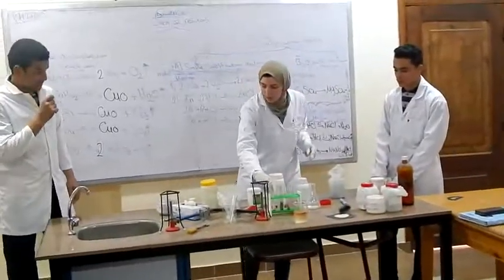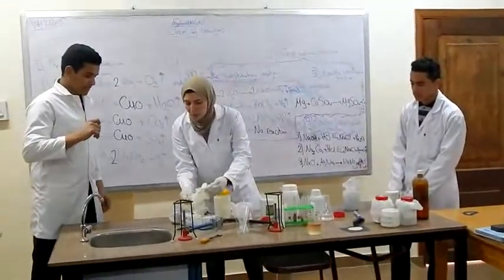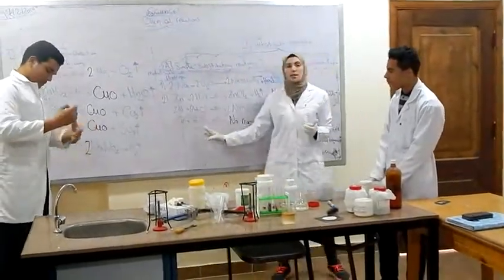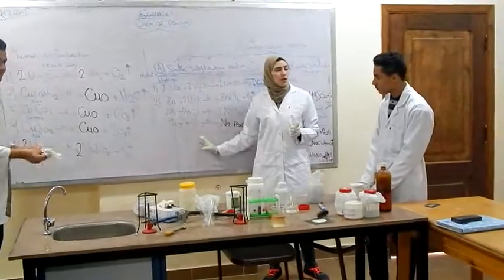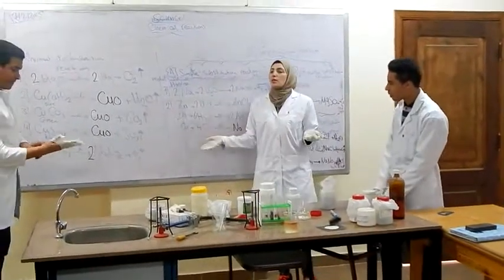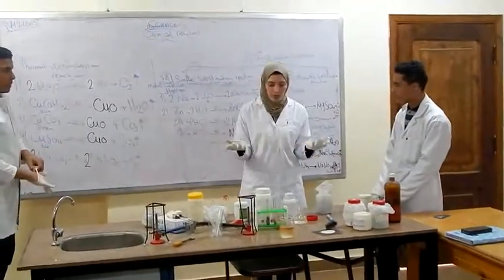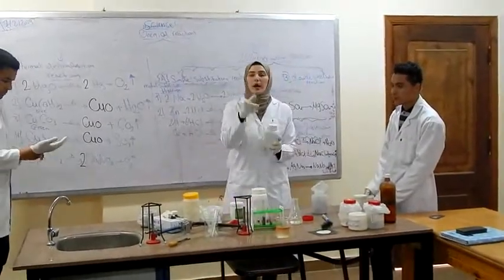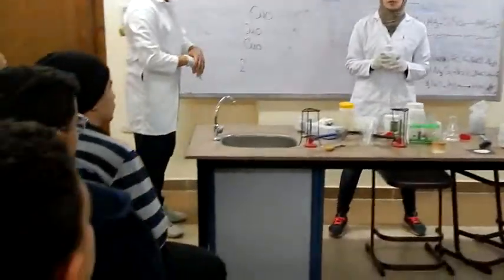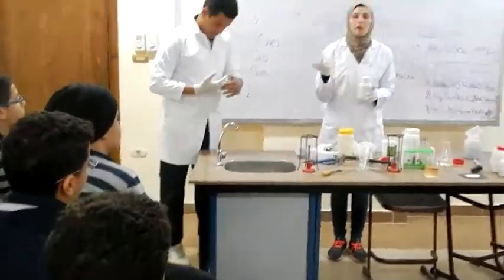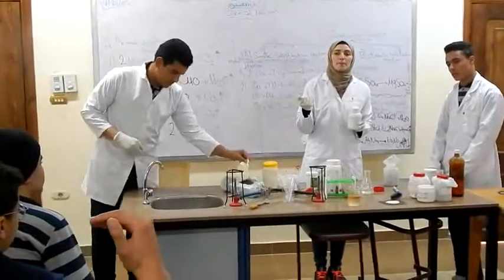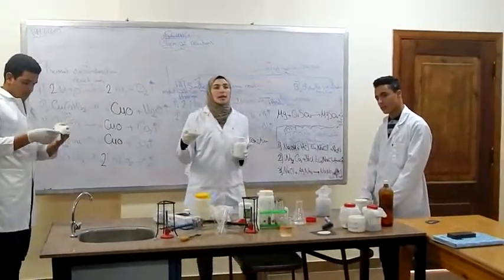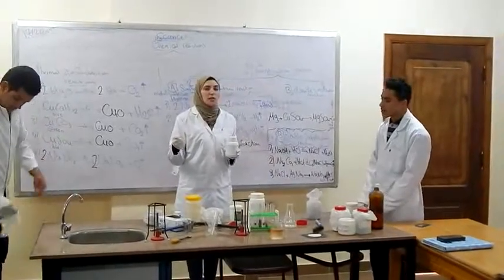Where are we? We didn't finish the third metal, because copper reacts with hydrochloric acid. What happens when copper reacts with hydrochloric acid? No reaction. Why is there no reaction between copper and this acid? Because copper is less active than hydrogen. Because it follows hydrogen in the chemical activity series.